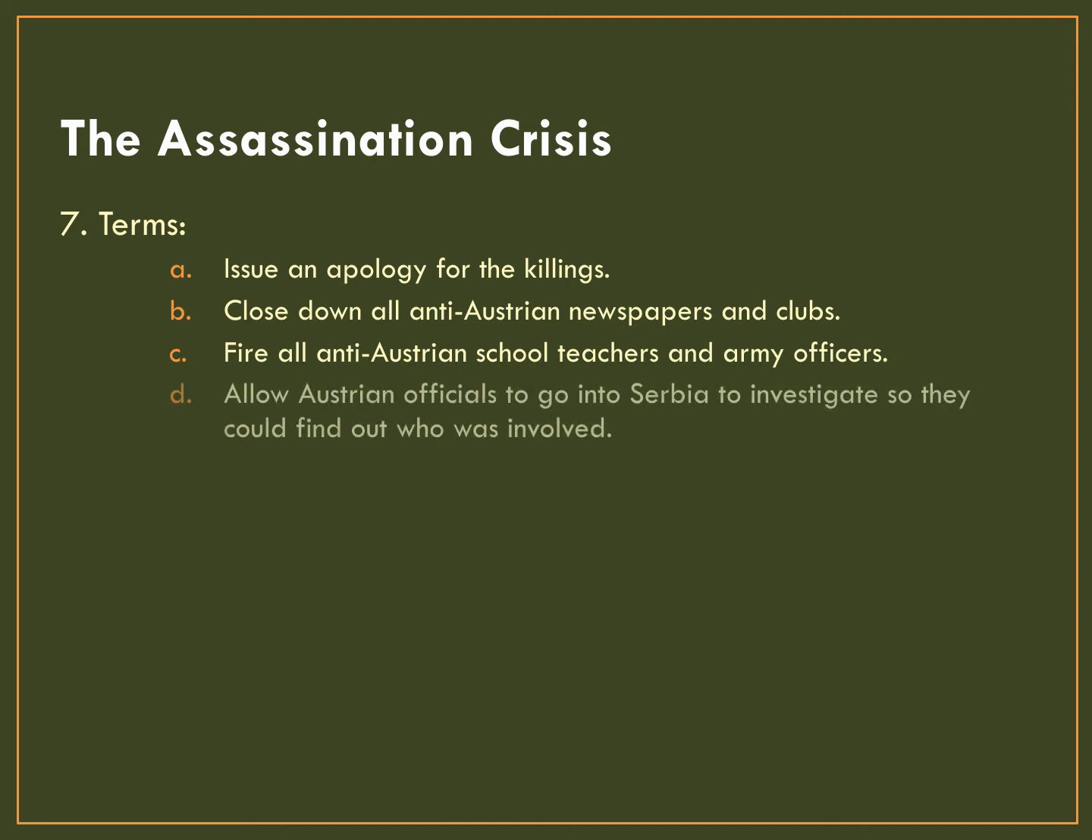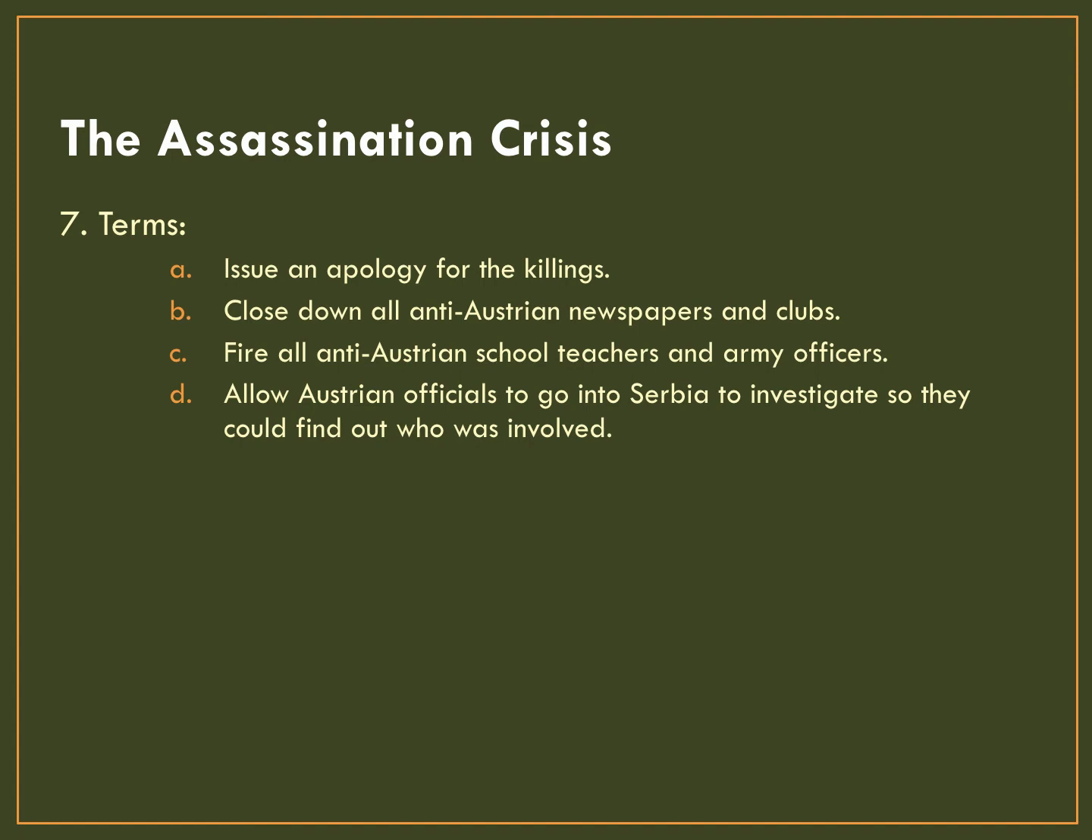The final term, and this is the one that the Serbians hated the most, is that they were supposed to let Austrian officials go into Serbia to investigate so they could find out who was involved. Now, the problem is Serbia doesn't want to have any connection to the assassination because they're worried that they're going to get taken over and go to war. So the military tried to distance themselves from the assassination. And that's kind of why they supported Bosnians and not actual Serbians in the assassination attempt.